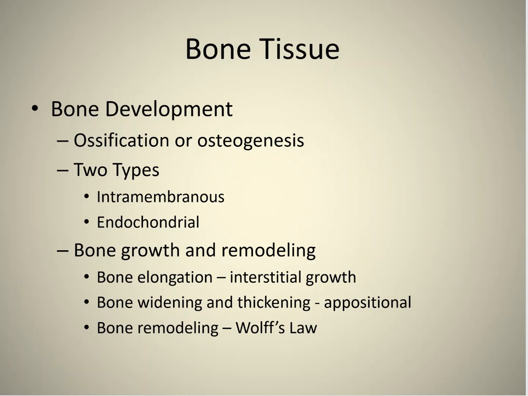So bone growth and remodeling. Bone elongation, growing taller, interstitial growth. Bone widening and thickening is appositional. And this is bone remodeling. It should be a sub under bone widening. Wolff's law means that the greater stress you put on the bones, the stronger your bones become.